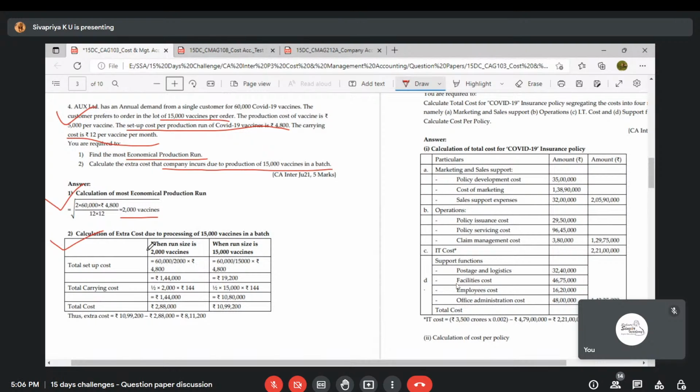Okay, when the run size is 2000 as per the EBQ நீங்க கண்டுபிடிச்சிருக்கிறது. So அந்த batch quantity க்கு எவ்வளவு total cost வரும் and அவங்க கொடுத்திருக்க 15,000 க்கு calculate பண்ணா எவ்வளவு total cost வரும். And what is the difference? 8,11,200 is the additional cost to be incurred.